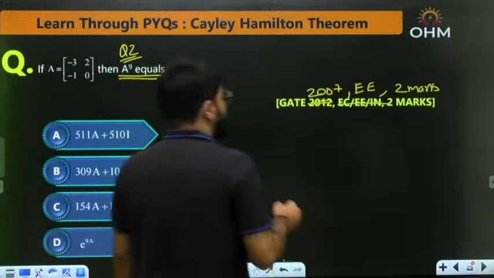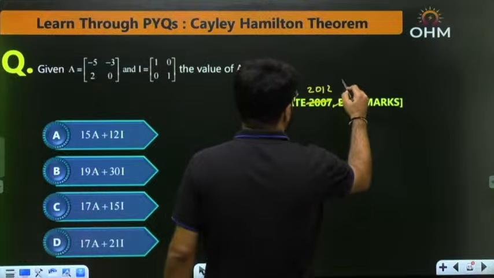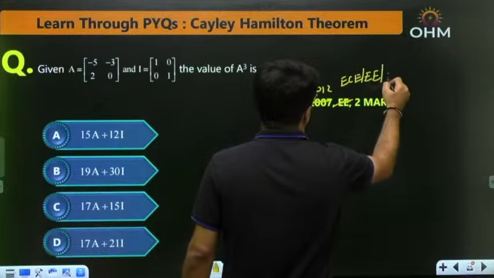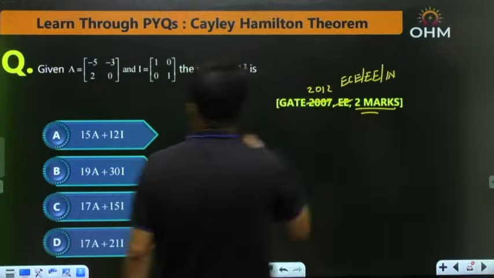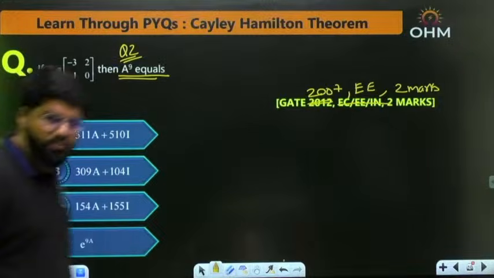And the next one will be this GATE 2012 question, which was commonly asked in EC as well as EE as well as IN, and for 2 marks, which is a simple question. We'll come to this also, but before that, A power 9. Let's come up to this.